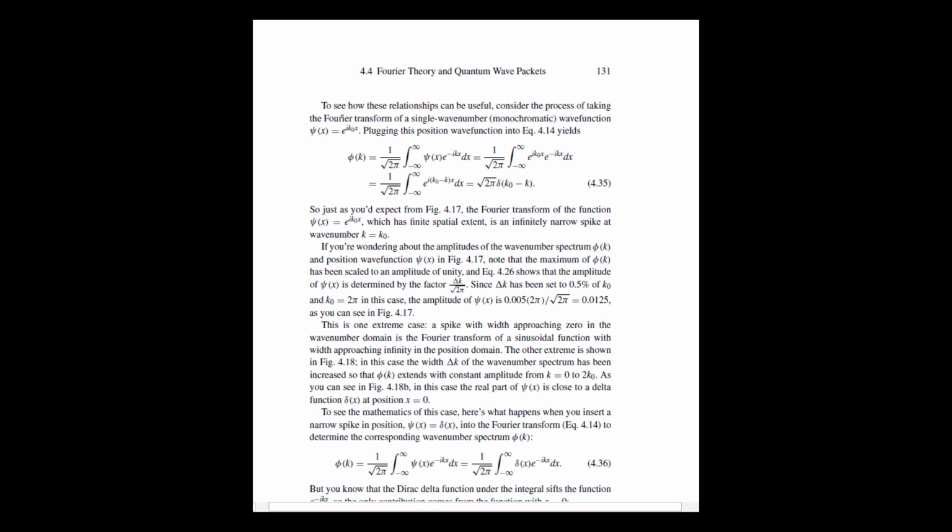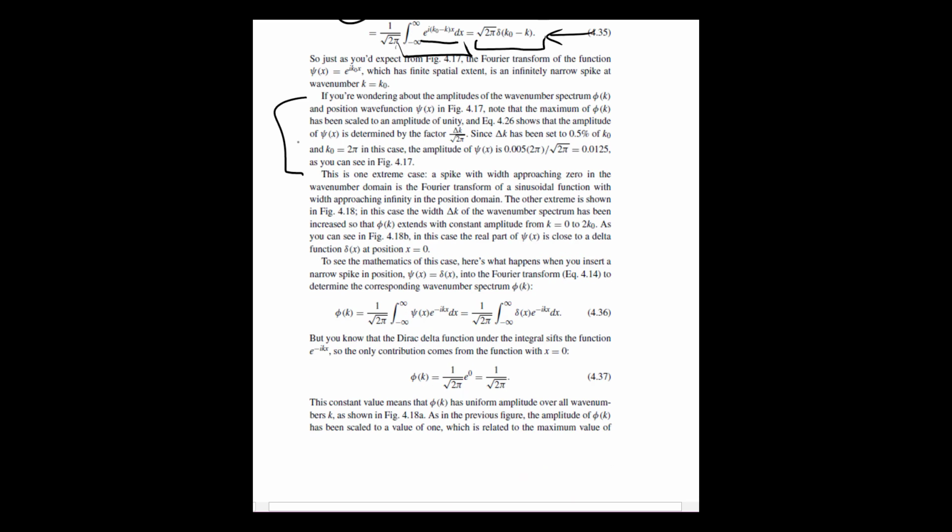So now let's apply this to our single wave number wave function. Psi of x is just e to the i k0 x, just a single wave number. We're going to plug that in for psi of x. So here it is. But this product looks like this, and that integral looks like 2 pi times our delta function. When you plug that in, this is what you get. So as we said, for a single wave number position function, that is, psi of x equals e to the i k0 x, the spectrum is an infinitely narrow spike at k equals k0. There's a little explanation here of how the amplitudes work out in the example shown in figure 4.17.